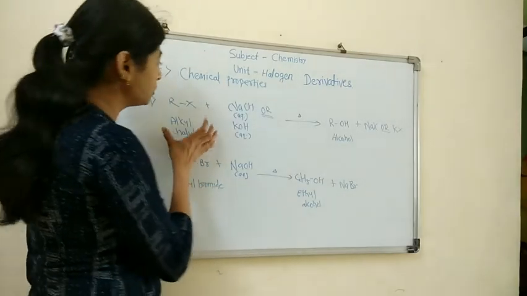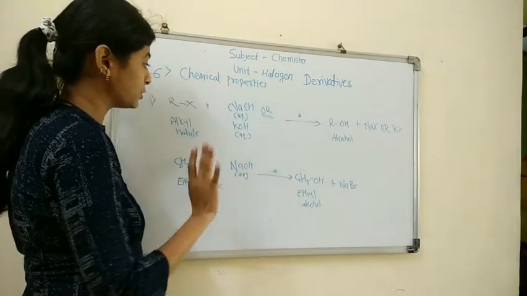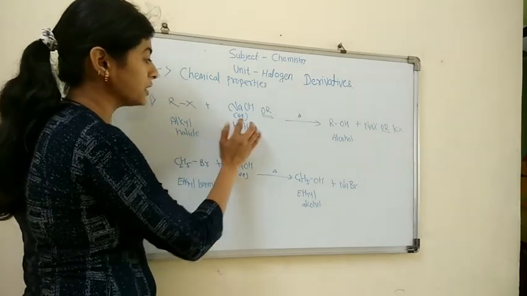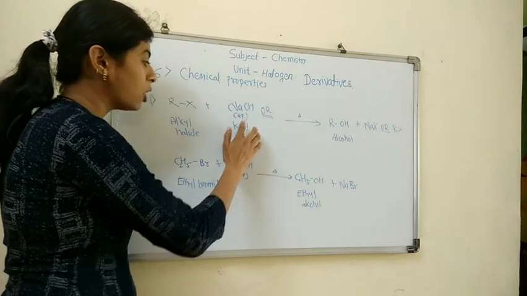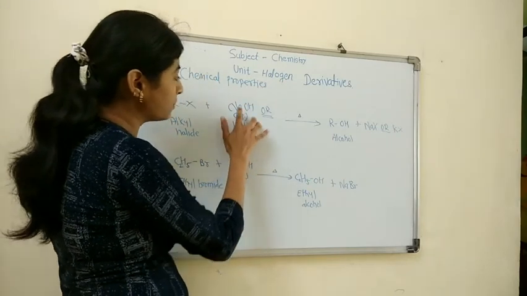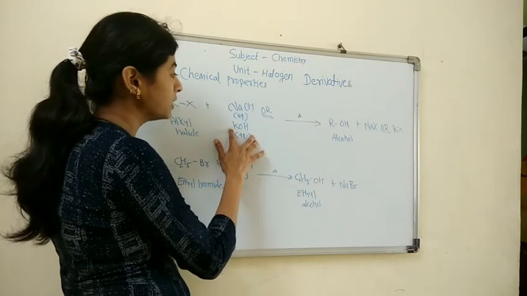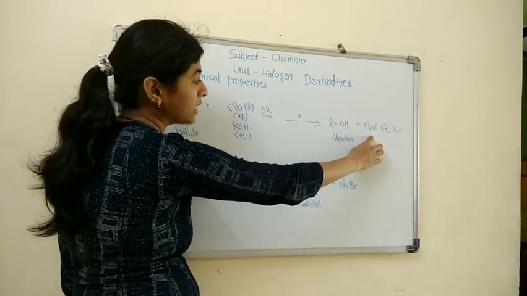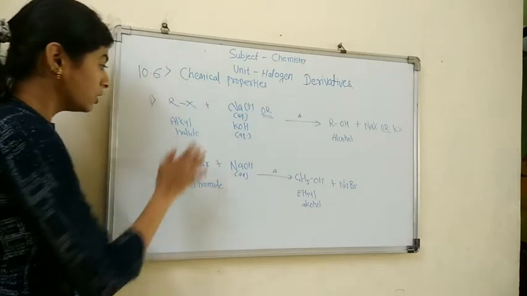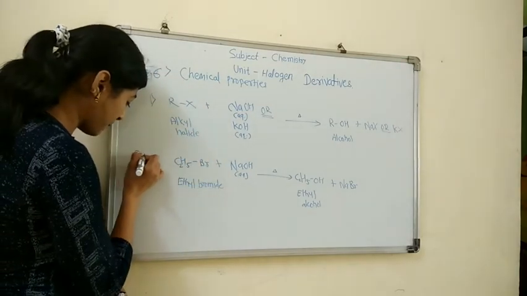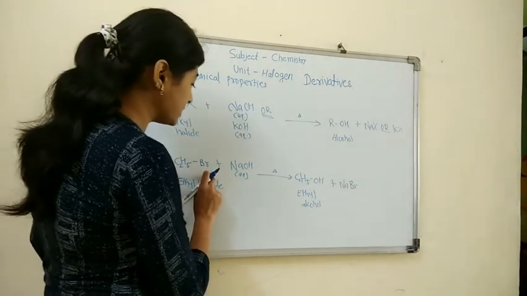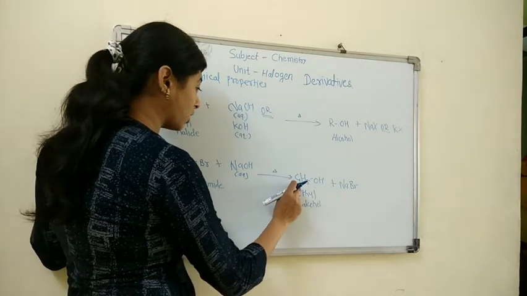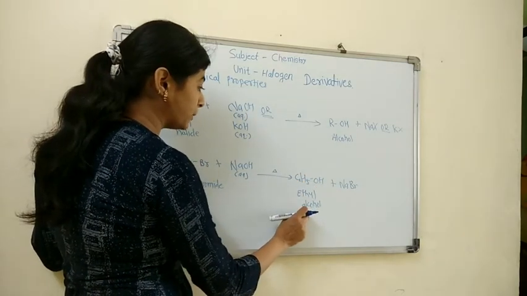Here we study some nucleophilic substitution reactions. First, when alkyl halide is refluxed with aqueous NaOH or aqueous KOH, that is sodium hydroxide or potassium hydroxide, then the product ROH, that is alcohol, is obtained plus NaX or KX as a byproduct. I can explain with this example. When ethyl bromide is refluxed with sodium hydroxide, the new product, that is ethyl alcohol, is obtained.